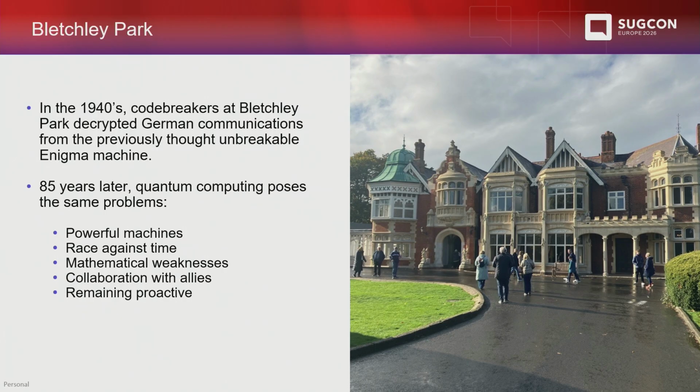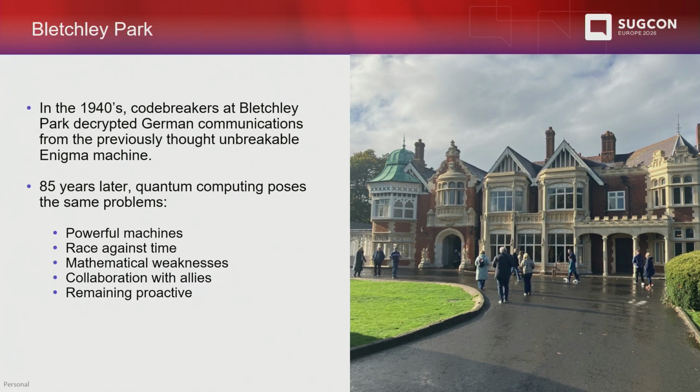During the Second World War, the British and allies were able to break the ciphers from the German-engineered Enigma machine, which was previously thought unbreakable. They were able to find messages that were being sent along the front lines, and this proved to be extremely helpful for the Allies, and probably strongly contributed towards them winning the war in the end. 85 years later, quantum computing poses a lot of the same types of problems.